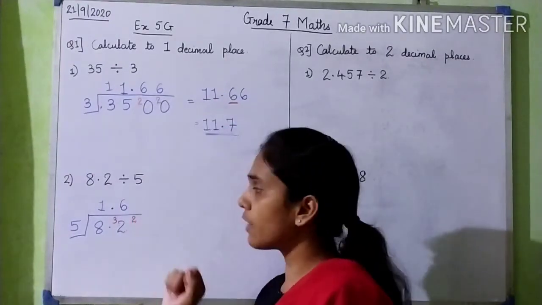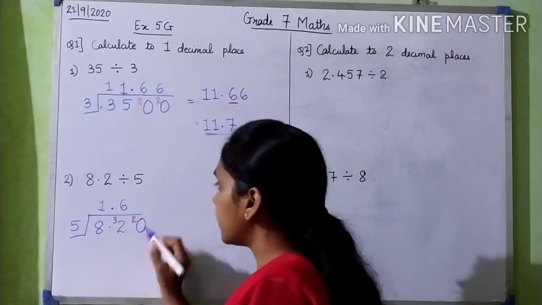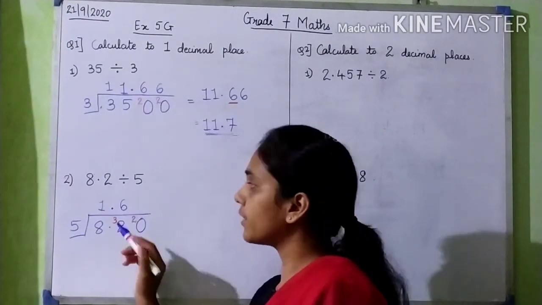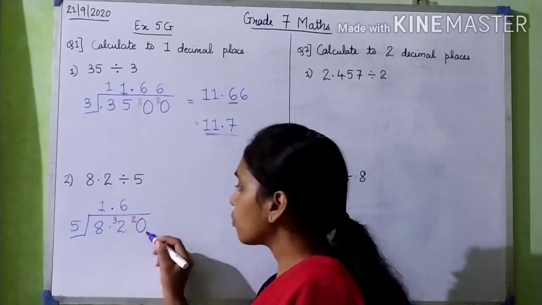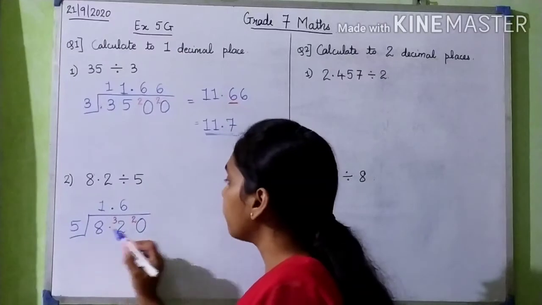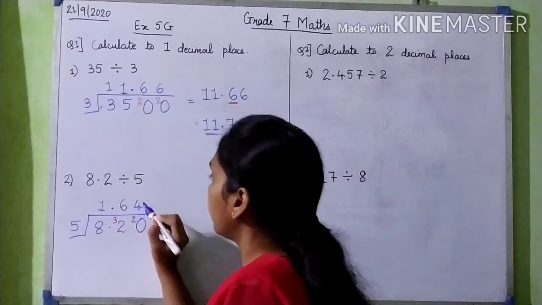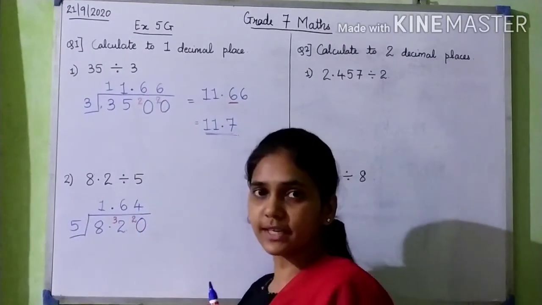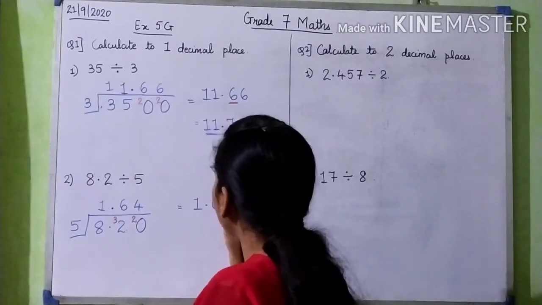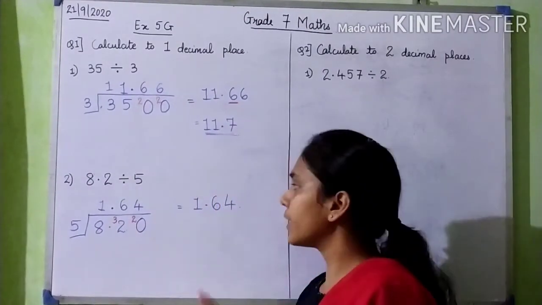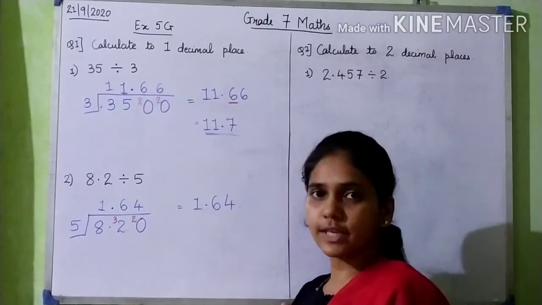Now there is no number after 2. So what will be there? There will be a 0. See, if you have a decimal point, you can add as many zeros as you want. Okay. So I added 1 zero. Now I get 5 into what is 20. Now this number is 20. So 5 fours are 20. Now no number is getting carried. So the answer which we have got is 1.64.